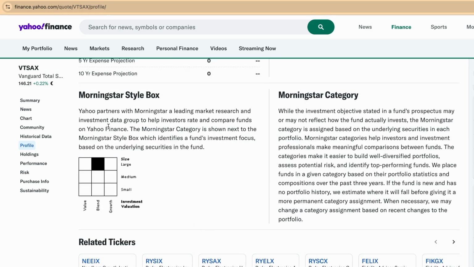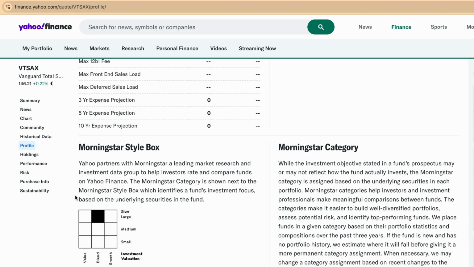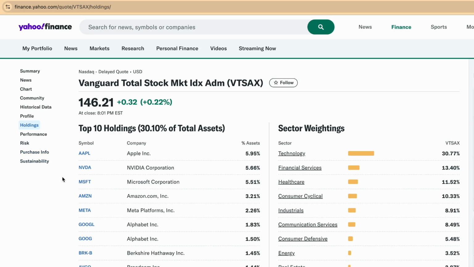Let's scroll down to see the Morningstar style box. This particular fund is called a large blend because it is a fairly large fund, which has all of the available US investable securities. And it's also a blend because it has many companies that you can invest in for growth as well as for value. So the mix is in there. Now, I want to head to holdings because I also want you to see what it invests in.